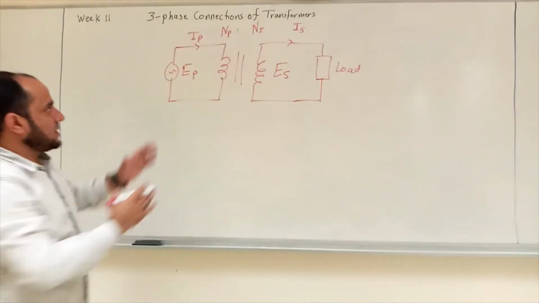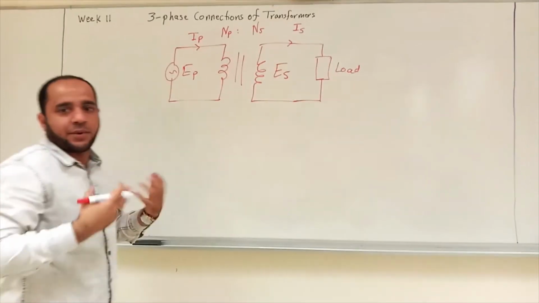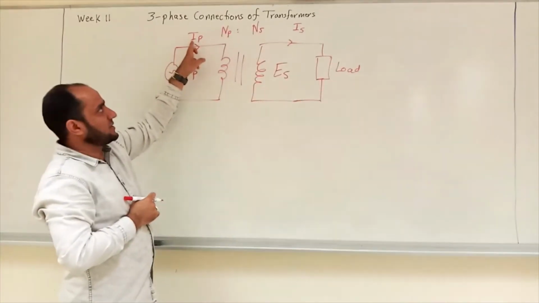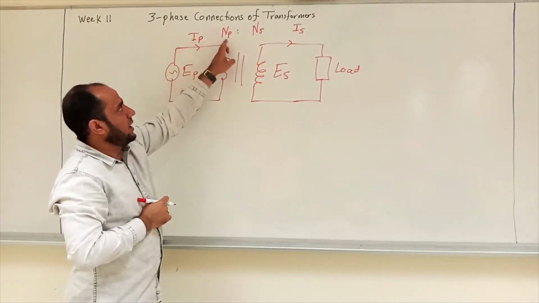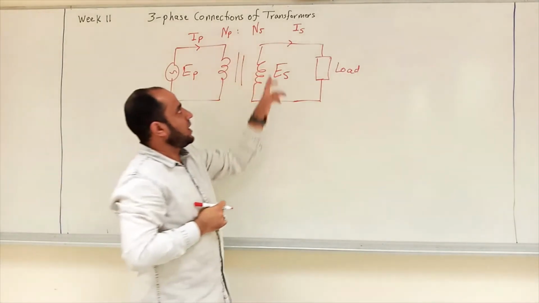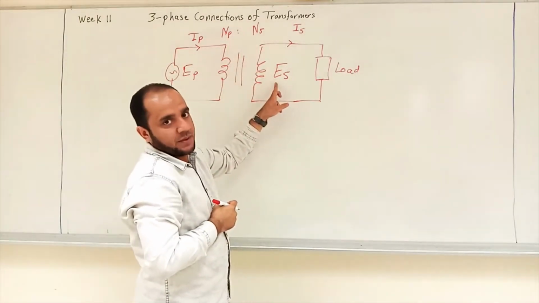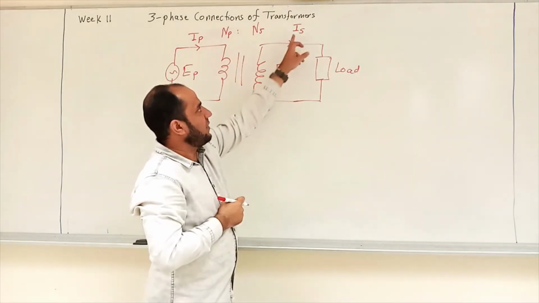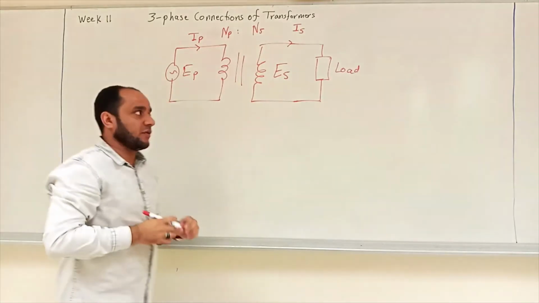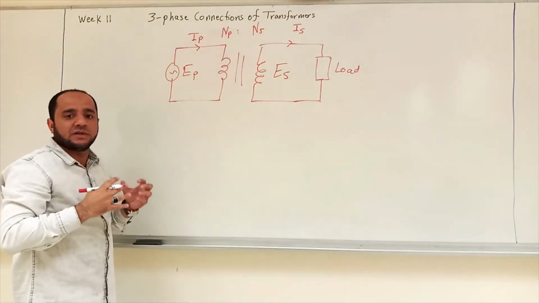So note that in the primary side, we use P standing for primary. This is the voltage in the primary side. This is the current passing through the coil in the primary side, and that's the number of turns of the primary side. In this side, that's the number of turns in the secondary side. That's the voltage output of the secondary side, and that's the current flowing in the secondary side of a transformer. This is an equivalent circuit of an ideal single phase transformer.